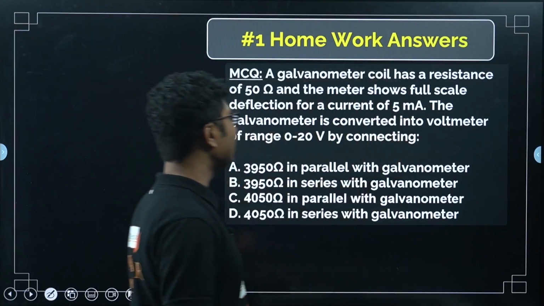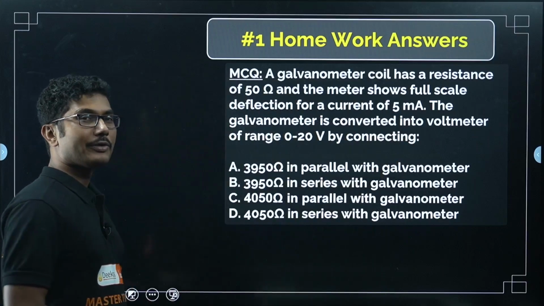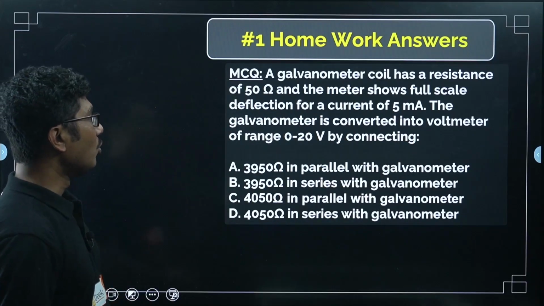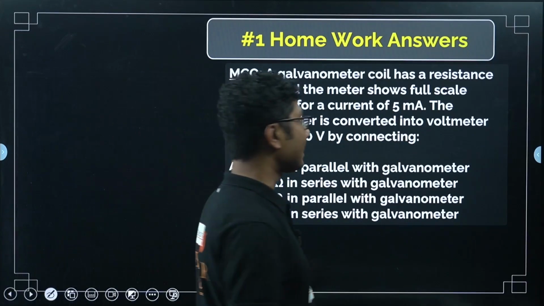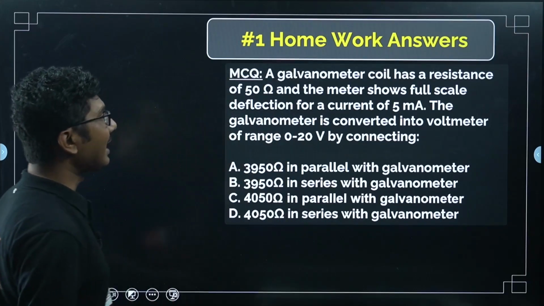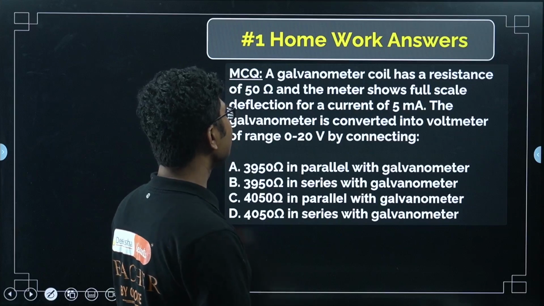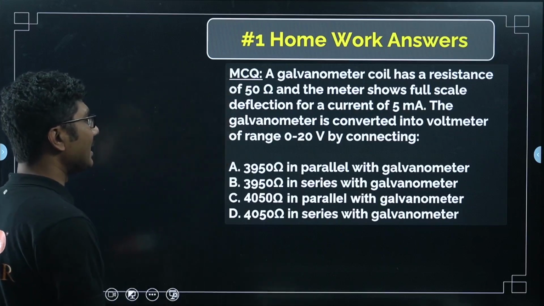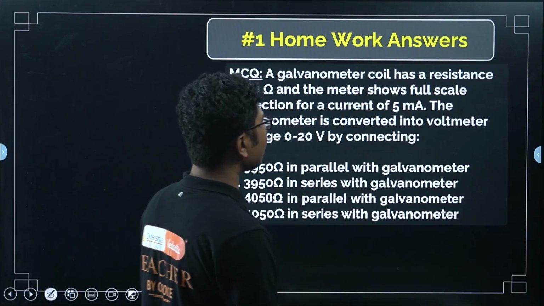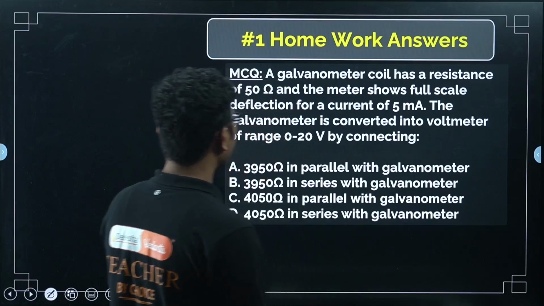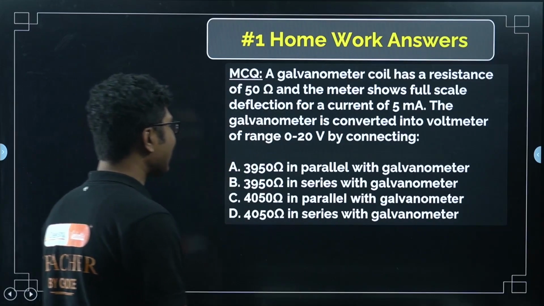We will come back to that in a while, but let us look into the last week's homework problems that I gave last Saturday. A galvanometer coil has a resistance of 50 ohm and the meter shows full scale deflection for a current of 5 milliampere. If the galvanometer is converted into a voltmeter of range 0 to 20 volt by connecting.